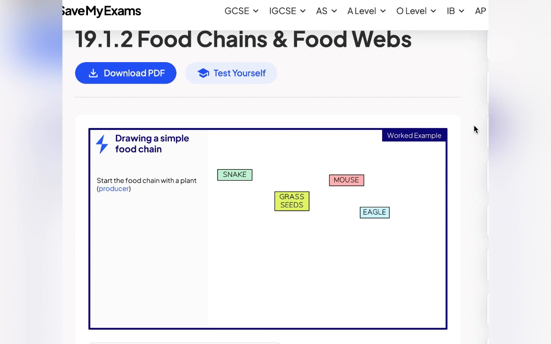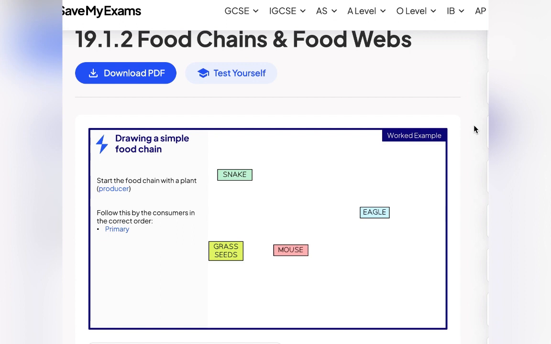In this example, the grass seeds would represent the plant or producer, so it would be the first link in the food chain. Next, search for the consumer that would eat the grass seeds. In this example, the mouse would most likely eat the grass seeds, so it would represent the primary consumer in the food chain. The snake would eat the mouse, so it would be the next link representing the secondary consumer, while the eagle would be the tertiary consumer in this example, making up the last link in the food chain.